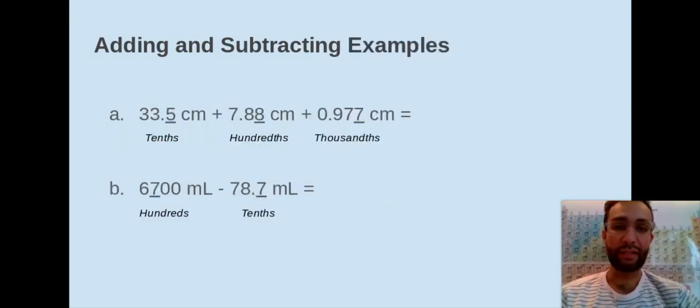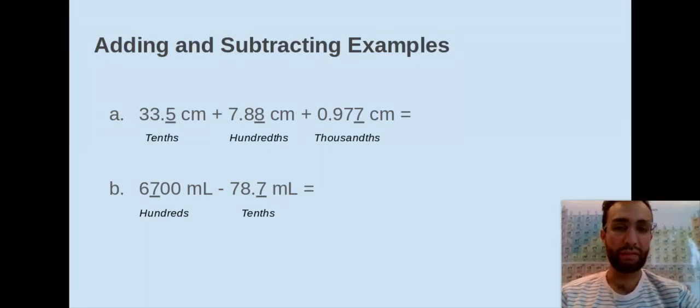All right, so when we add and subtract, let's look at our first example. Example A: I have 33.5 centimeters plus 7.8 centimeters plus 0.977 centimeters. Notice each of these has a different precision, or a different number of decimal places. So you can see I identified that in the example. My answer has to be as precise as the least precise term, or whichever term has the least number of decimal places. In this case, it's 33.5, because 0.5 is only the tenths, not as precise as something in the hundredths or thousandths. So my answer is only going to have one decimal place.